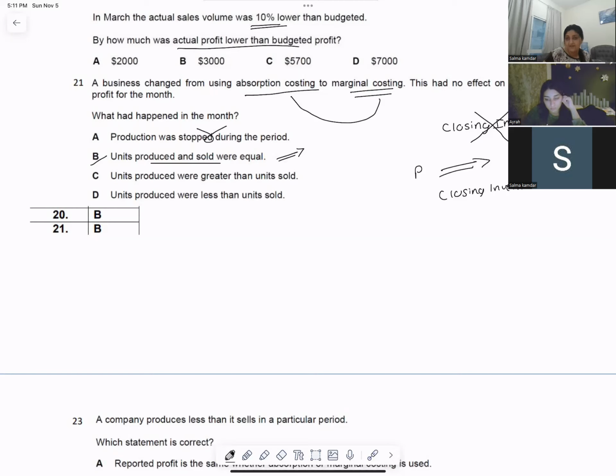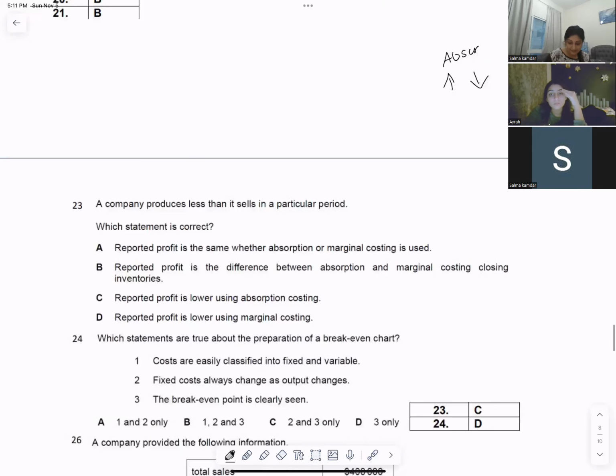The only reason why there is a difference in profit is because of the closing inventory. Because of the closing inventory, the profit as per absorption will be more, and opening inventory less. Go to the next one.